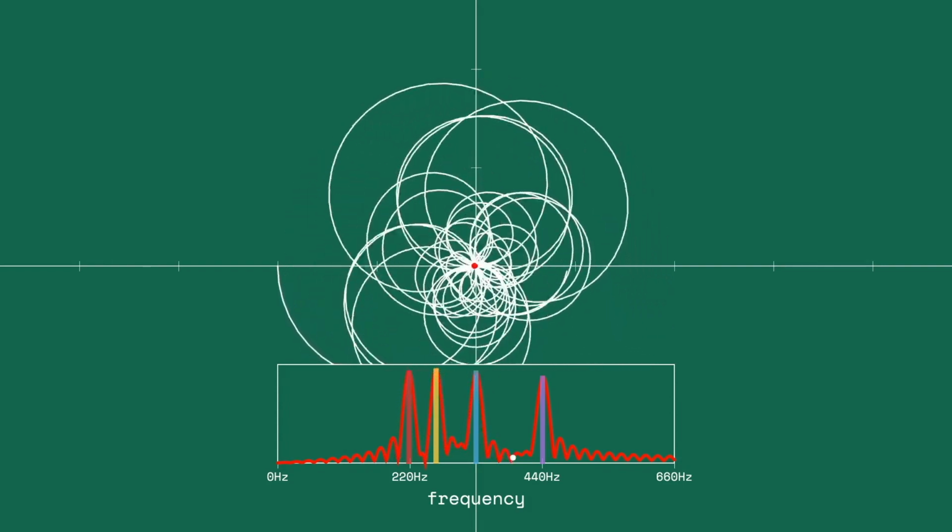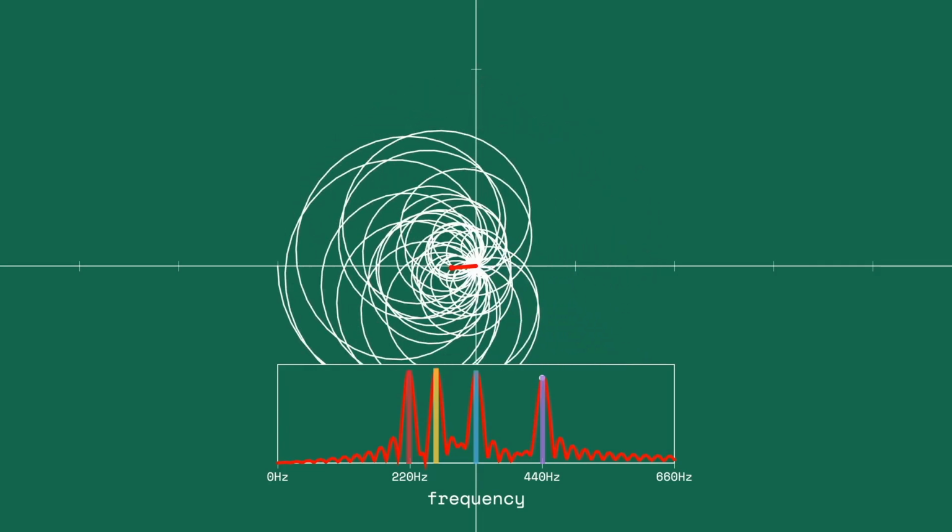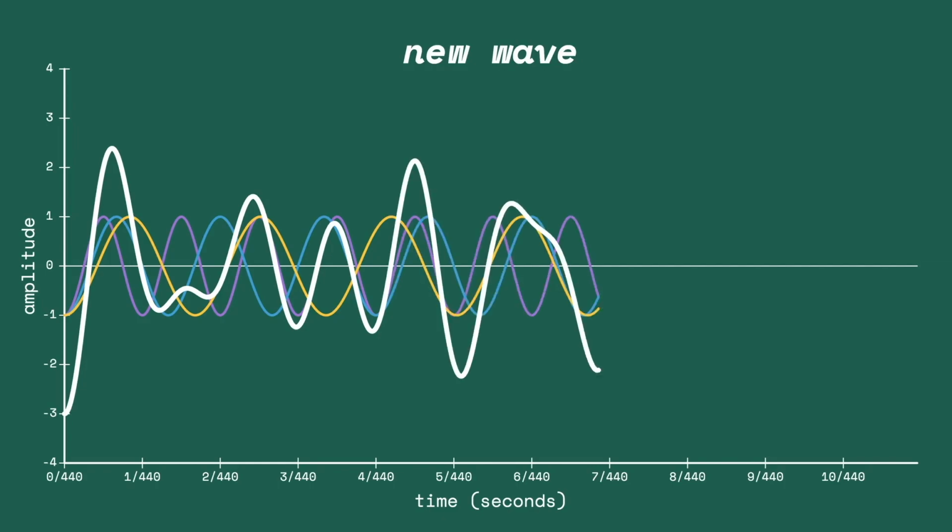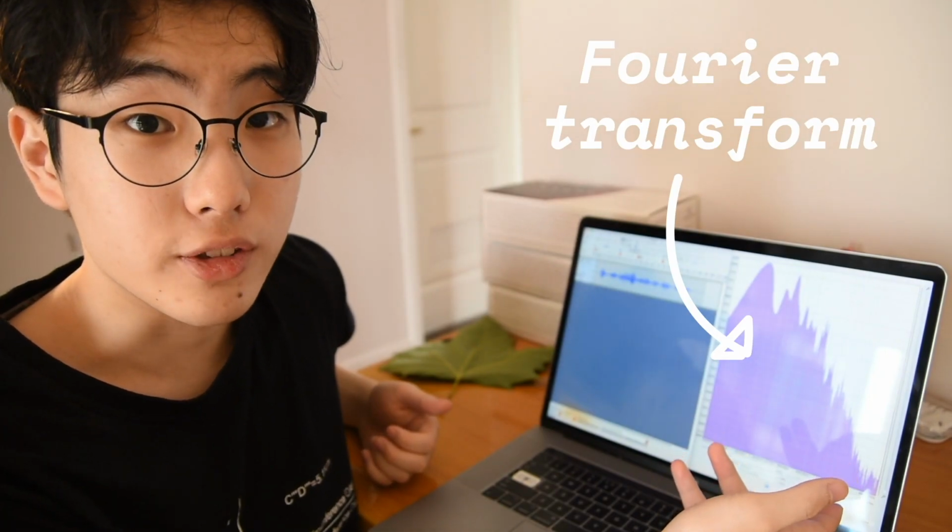Now, if we wanted to take away any of these notes, we could eliminate a frequency and combine them, giving a different total wave. That's how audio editors identify and remove background noises.